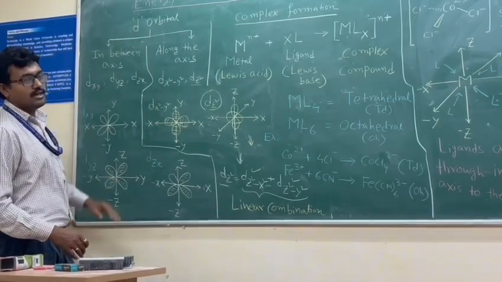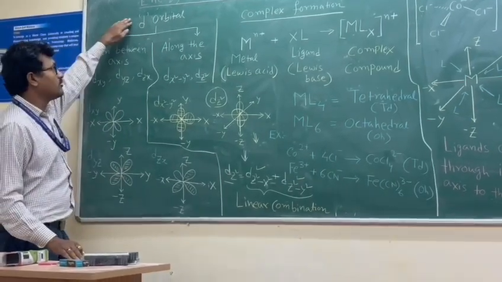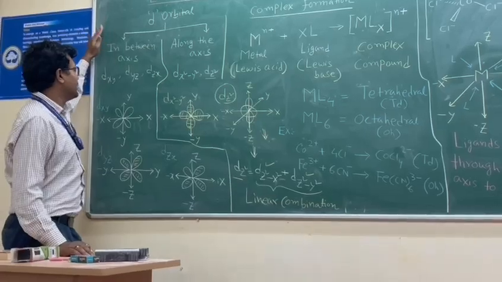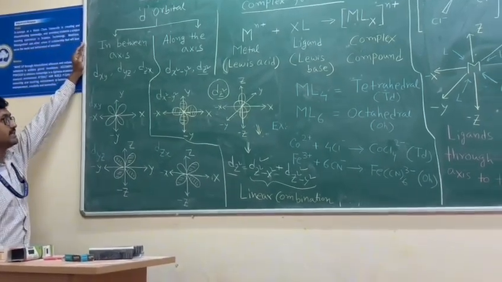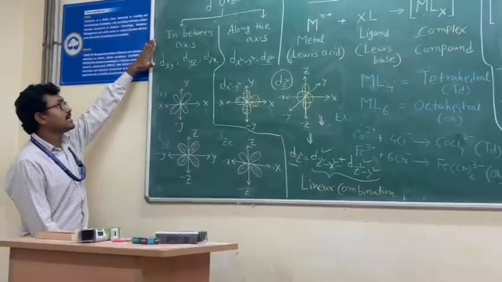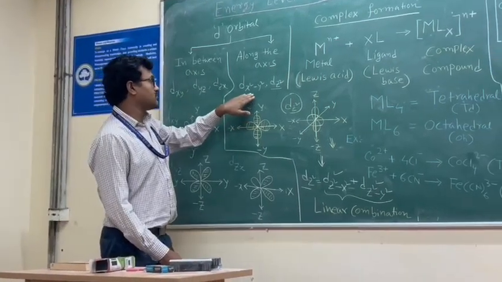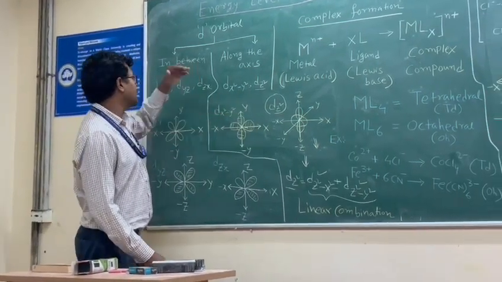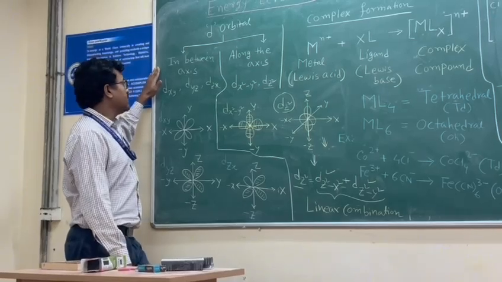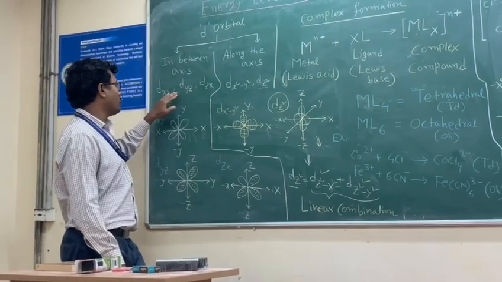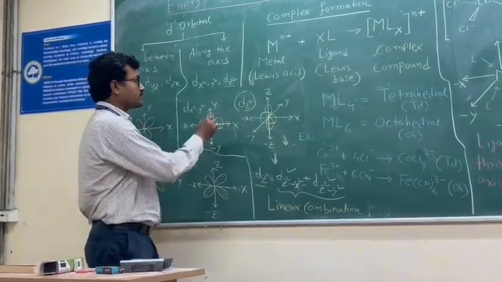So d orbitals, what we have learned is that d orbitals can be categorized into two sets. In one set, electrons are present along the axis, for example dx square minus y square and dz square, and in another set electrons are present in between the axis, like dxy, dyz and dzx. Okay.